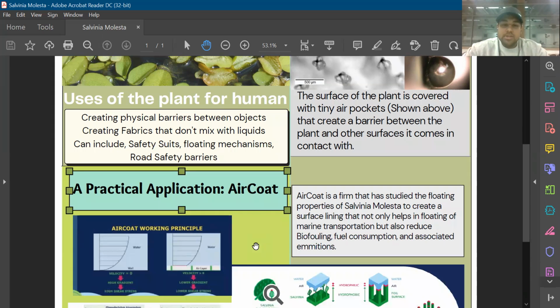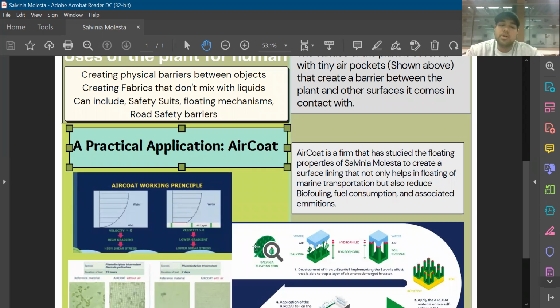The practical application is Aircoat. Aircoat is a firm that works on painting the surfaces of many ships and marine transportation vehicles so that they float easily on the water. This results in a lower chance of sinking, as it already floats. It also means that the resistance it gets from the water is reduced. It could reach higher speeds with low energy consumption, so it's energy efficient. And there are multiple other uses of Aircoat.